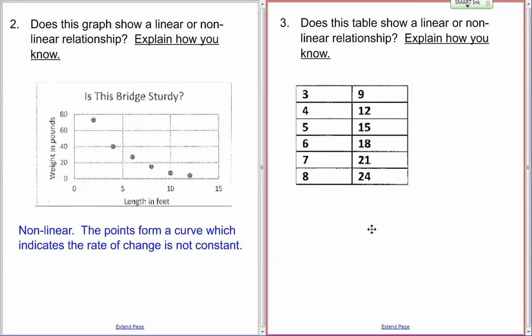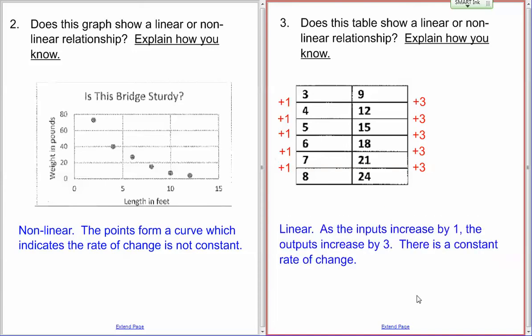Now, we're forced to deal with the numbers. Does this table show a linear or nonlinear relationship? Well, you can see over here that, I assume these are the x values, they're going up by a constant rate of 1. And over here with the y values, the outputs, they are increasing by 3. So every time x goes up by 1, y goes up by 3. That makes it linear. As the inputs increase by 1, the outputs increase by 3. There is a constant rate of change here.